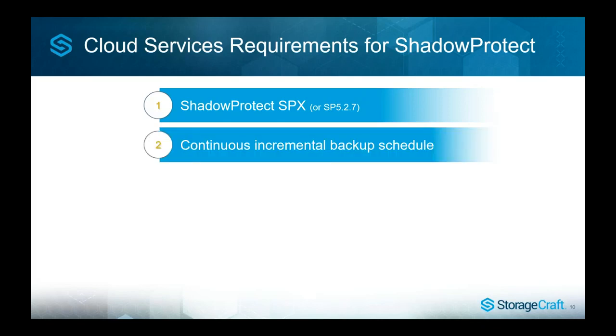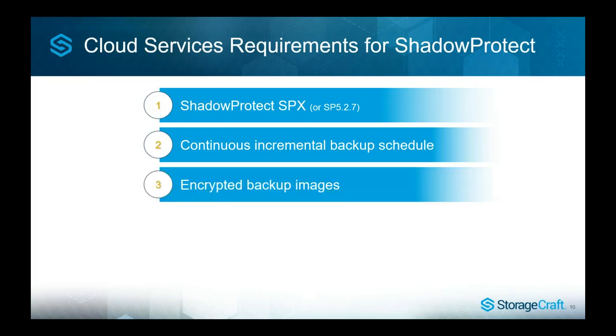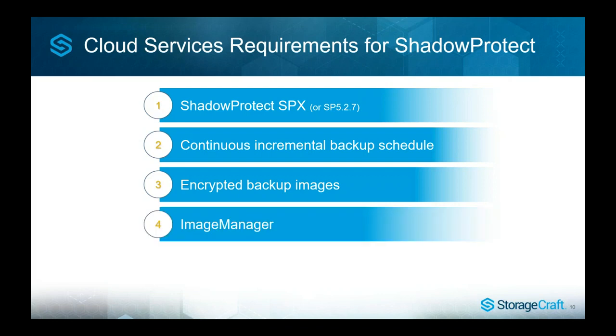The second thing is to make sure you're using a continuous incremental backup schedule. What we don't want to do is send full backups every day or every week or every month to the cloud. We do one full backup and then have the Image Manager software manage the consolidation, retention, and replication. So continuous incremental backups is required, as well as encrypted backup images. So if you are currently using continuous incrementals, but you're not encrypting your backups, unfortunately, you do have to delete the job and start again. There's no way to go and re-encrypt those existing backups. So those are two really important things you should be doing.